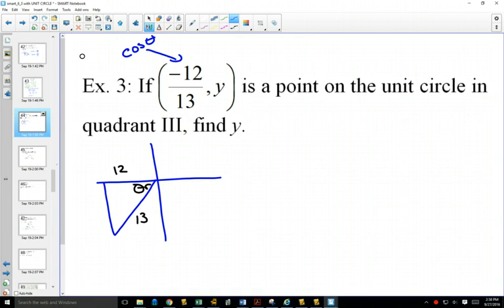Recognize that triangle? What's the other side? A squared plus b squared equals c squared. This is another one that works out nicely. 5, 12, 13. So if the x-coordinate is cos of theta, our y-coordinate will equal sine of theta. So our y-coordinate will be opposite over hypotenuse, and because it's in quadrant 3, it will be negative.